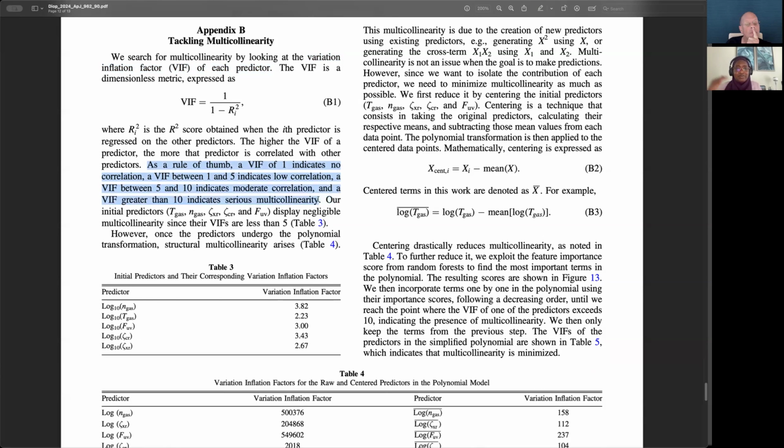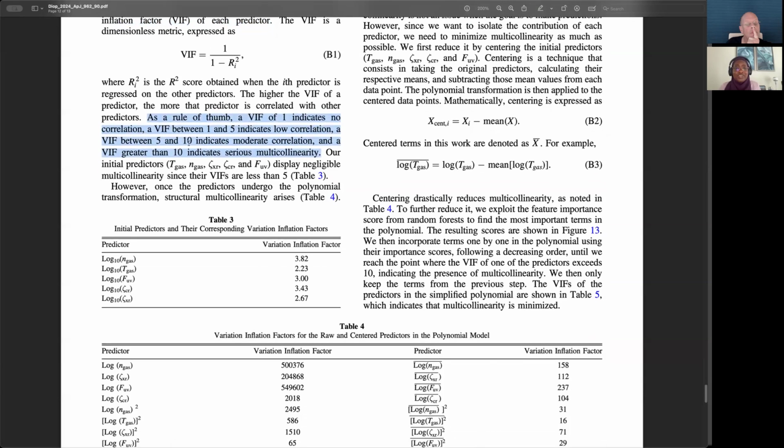There are different ways you can assess multicollinearity depending on the value of this VIF. If you have something between 1 and 5, that indicates low correlation. Between 5 and 10, it's moderate. And greater than 10 indicates that you have a lot of multicollinearity going on.